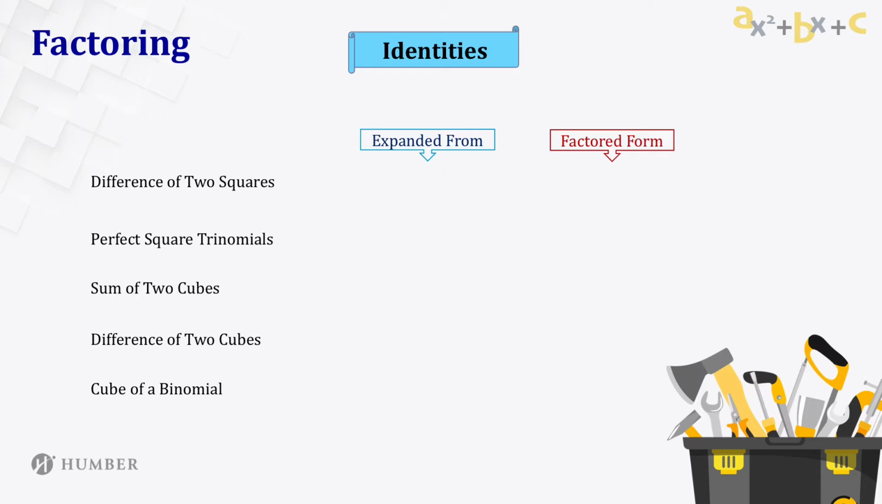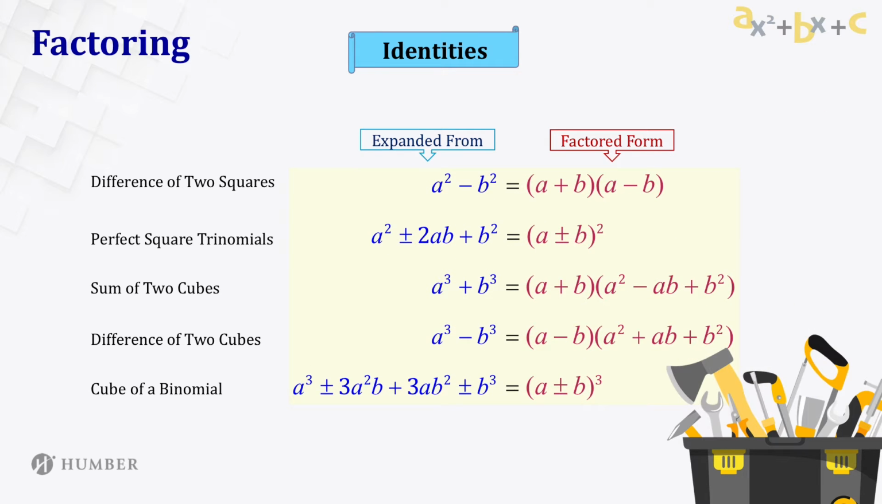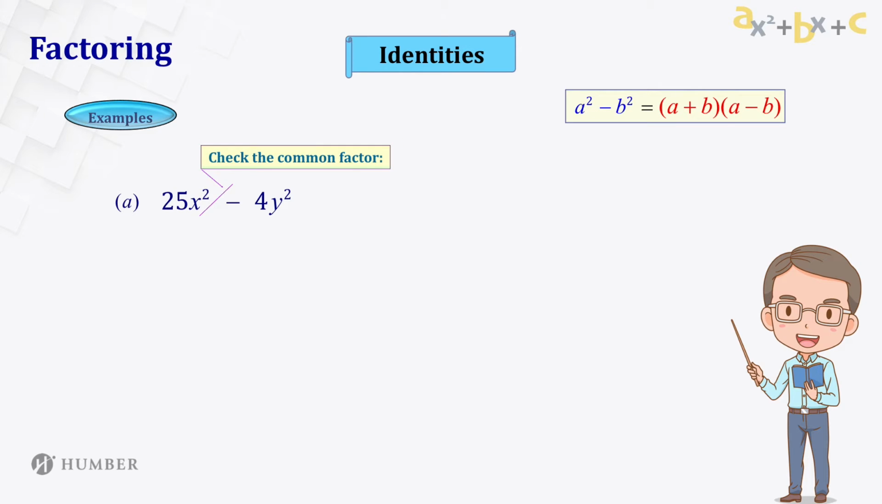Next, let's look at factoring using identities. Here's a list of some of them. Let's look at some of these identities. First, use a difference of 2 squares. For any type of expressions, we need to check for common factors. In this question, we do not see any.